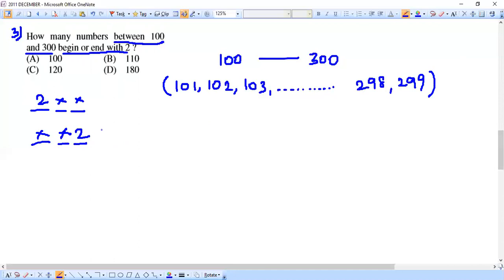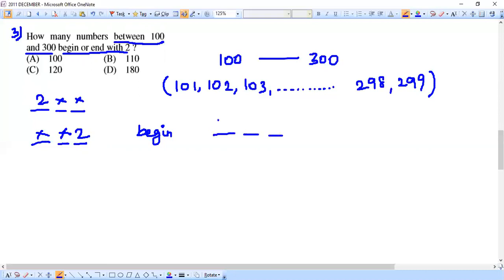Very simple question. But what approach are we going to take to solve this question and get the answer? This is where our logic lies. This is where our calculative mind should work. So let us do the calculations individually, step by step. First I will take how many of these numbers will begin with 2. Let's start from here. So how many of these numbers will begin with 2?